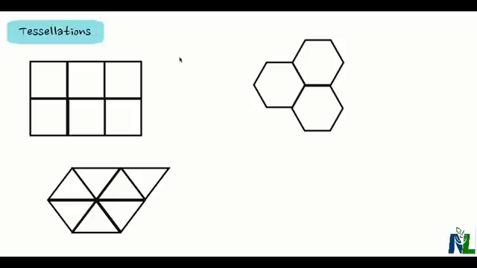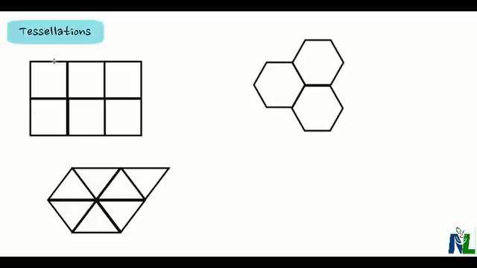A tessellation is created when a shape is repeated over and over again, covering a plane or a surface without any gaps or overlaps. So say you can take a shape and repeat that shape over and over again and cover the top of a table or the top of a desk without any gaps or overlaps with the shapes, you've created a tessellation. Sometimes we refer to this as tiling.